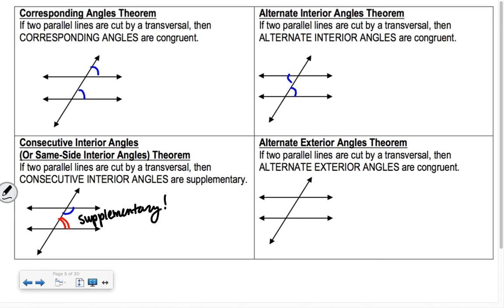Those are the only ones that are going to be supplementary. And then alternate exterior angles. So alternate exterior angles are on the outside of the parallel lines, and they're on the opposite sides of the transversal. Those ones are also congruent.